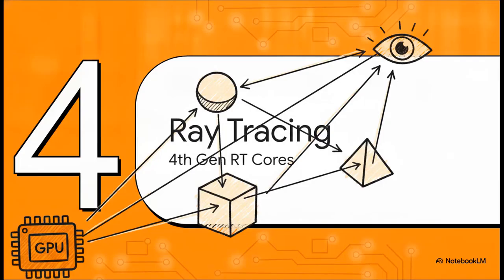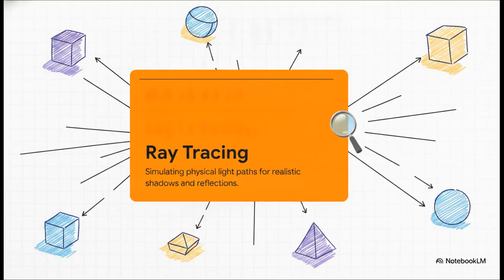Which brings us to Section 4, Ray Tracing and the 4th generation RT cores. Before we even look at the hardware, let's take a second to establish the fundamental shift that ray tracing actually brings to the table. In older games, shadows and reflections were basically faked, right? They used clever visual tricks and painted on textures. But ray tracing, it stops faking it.